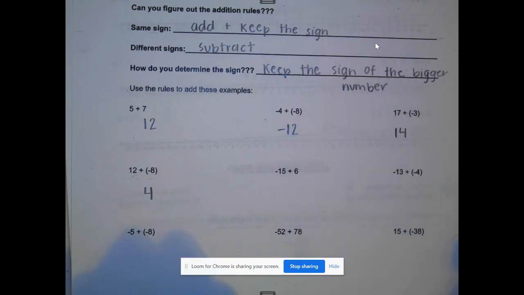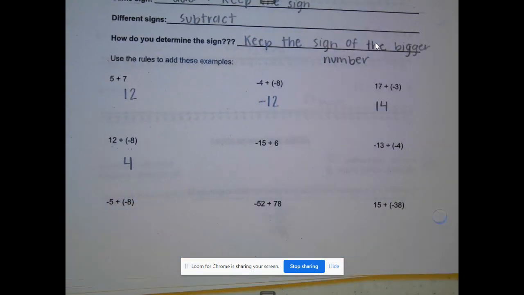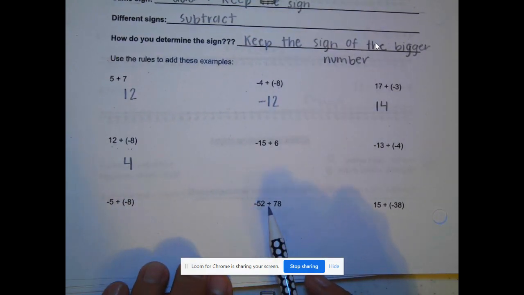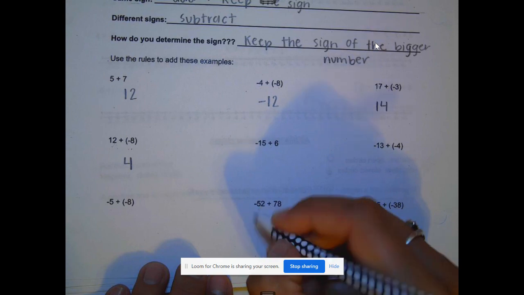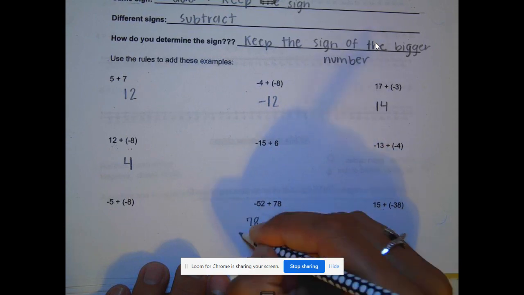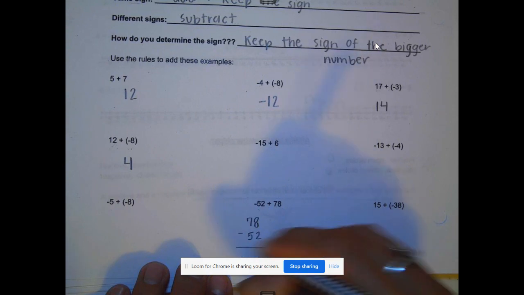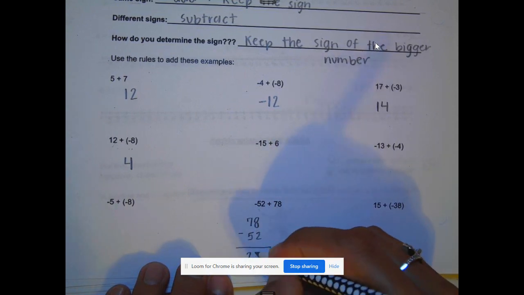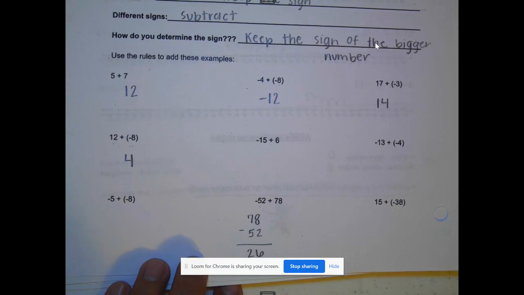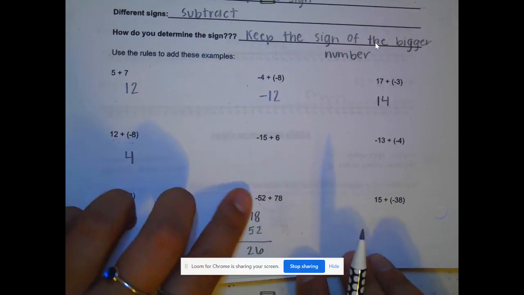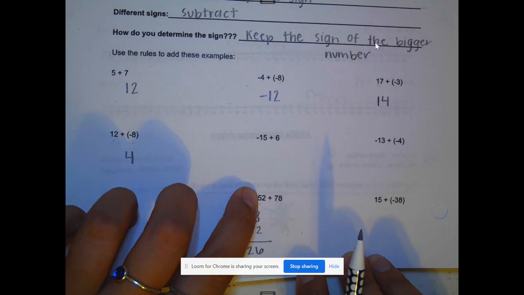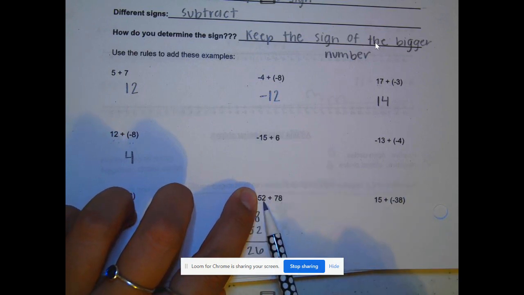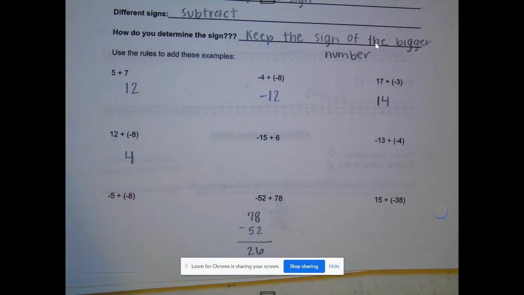We're going to do one more together. Negative 52 plus 78. These are different signs, so the first thing we have to do is subtract. So we're going to do 78 minus 52 gives us 26. Now we have to determine the sign. We keep the sign of the bigger number. So pretend that negative is not in front of the 52. Which number is bigger, 52 or 78? 78 is bigger, and it's positive, so our answer is positive. You guys try and do the last 4 on your own.